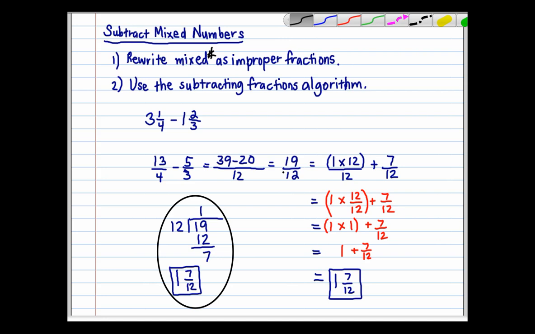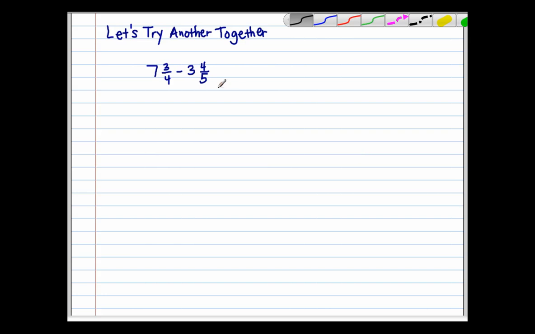Okay, let's go to the next one. We're going to try this one together. First step, I see mixed numbers. I'm subtracting. Therefore, I have to change them to improper fractions. All right, let's do that. 4 times 7 is 28, plus 3 is 31. 31 in the sequence of fourths, 31 copies of fourths, minus 5 times 3 is 15. 15 plus 4 is 19. 19 copies of fifths.